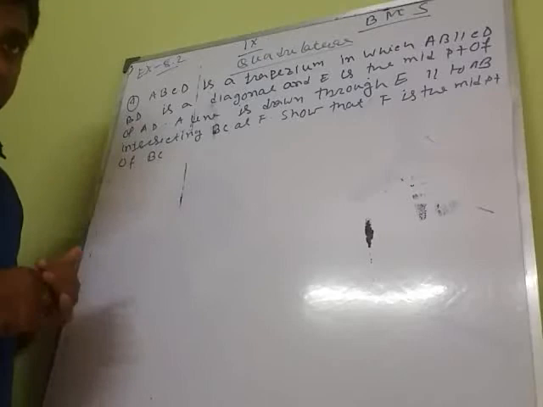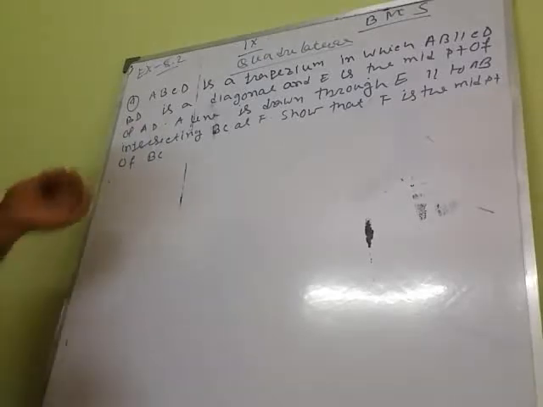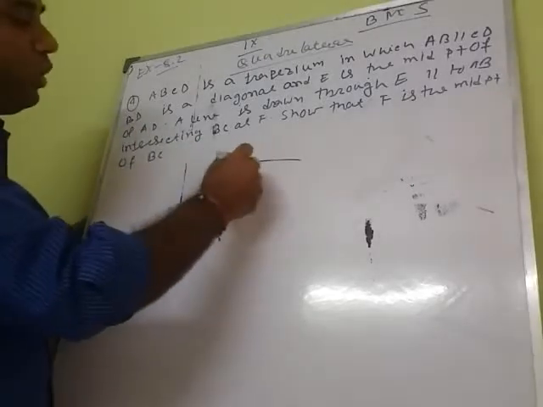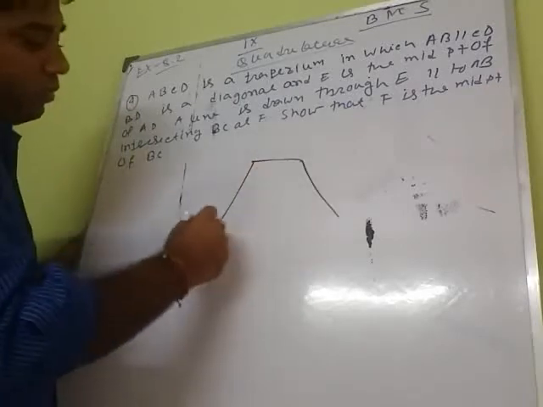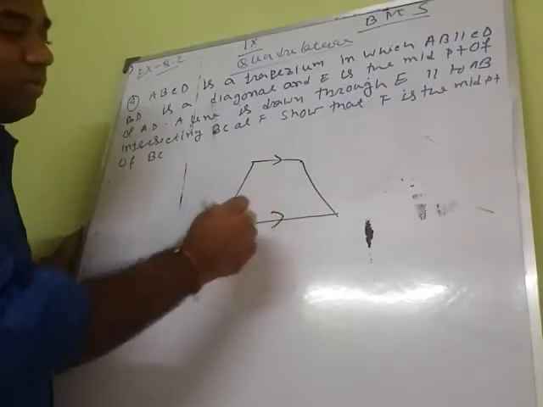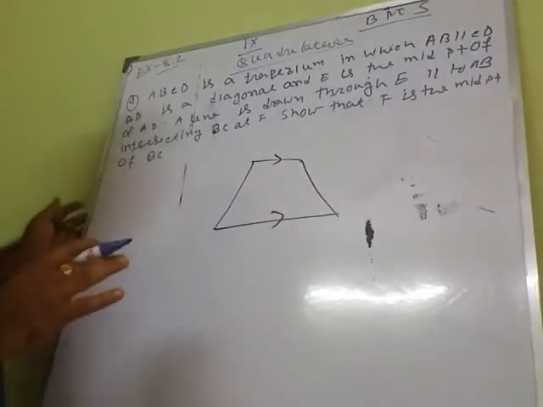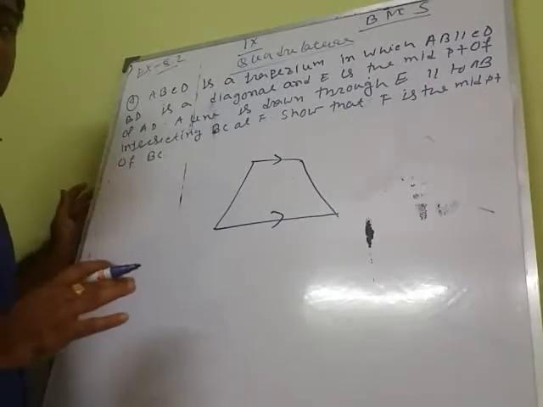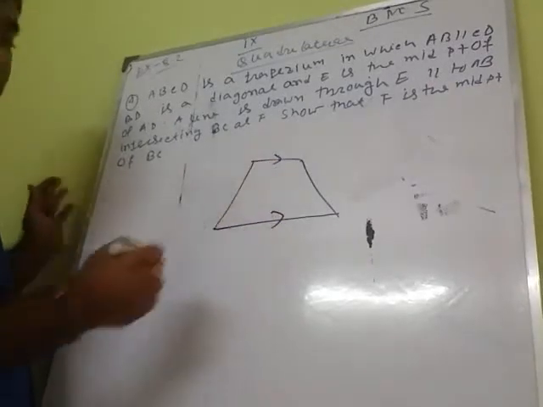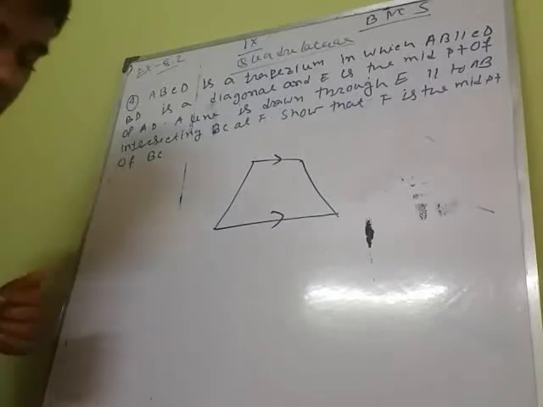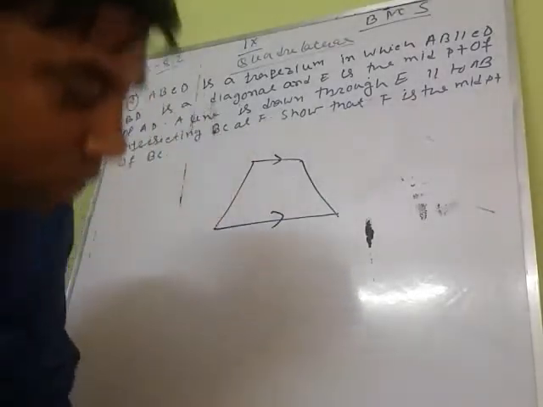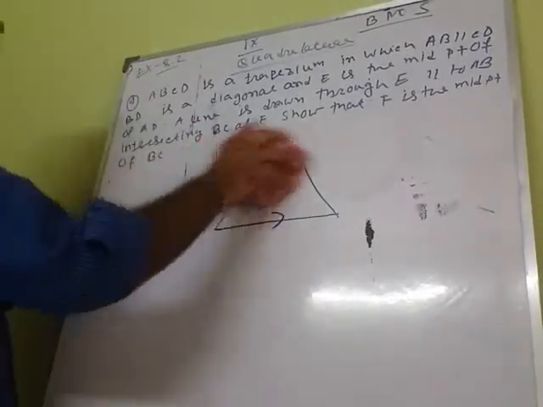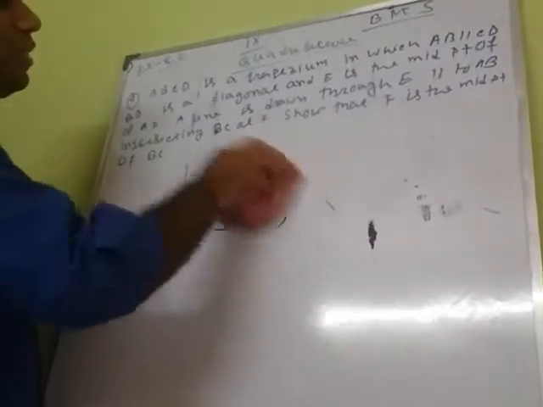First of all, what is a trapezium? A trapezium is one type of quadrilateral whose only one pair of sides is parallel. Only one, not both. This is parallel to this. This type of quadrilateral is called a trapezium. Okay, so one trapezium is given here.